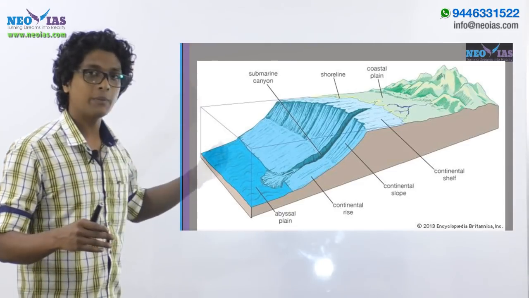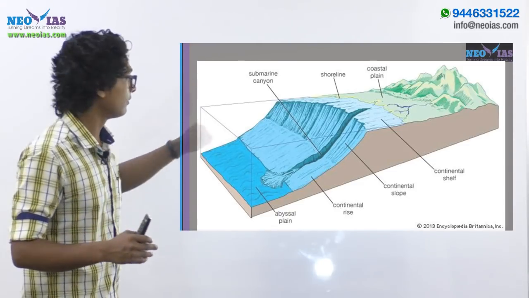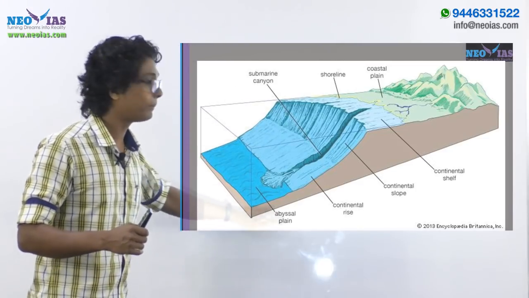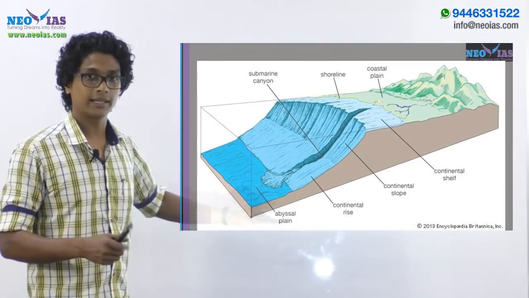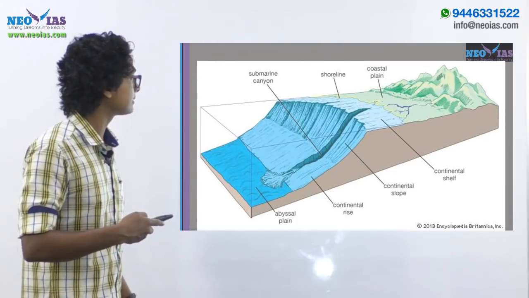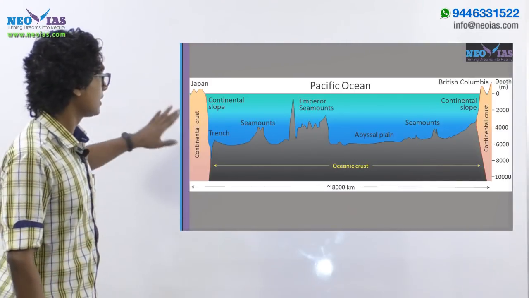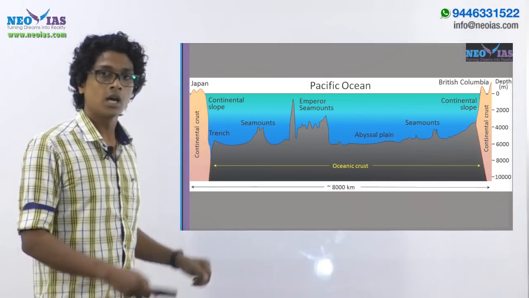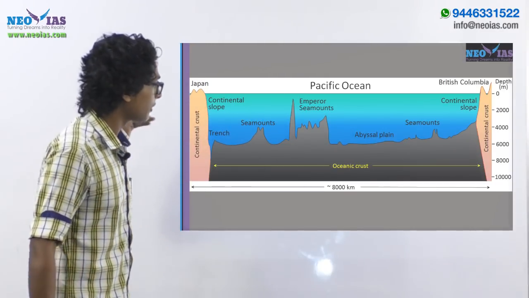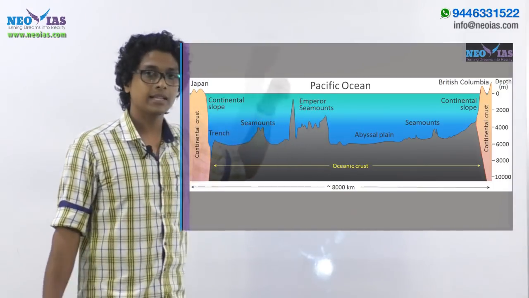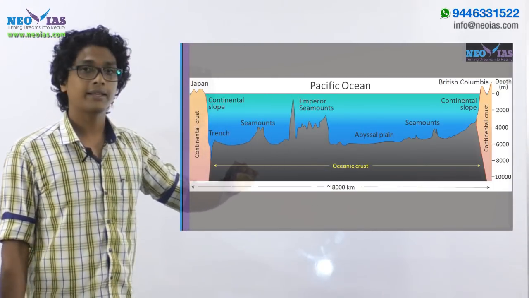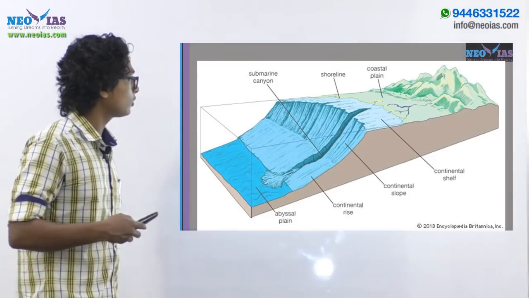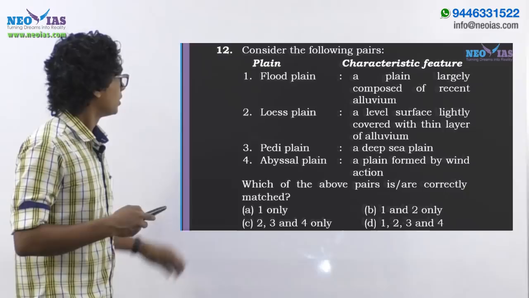So the fine sediments which are carried by the rivers draining into the ocean will be carried down towards the plain regions and deposited there. Such plains we call abyssal plain. Here you can see different continental slopes and different landforms under the ocean. So abyssal plains are plains in the oceanic floor created by the deposition of fine silt. Okay, now let's go back to the question.